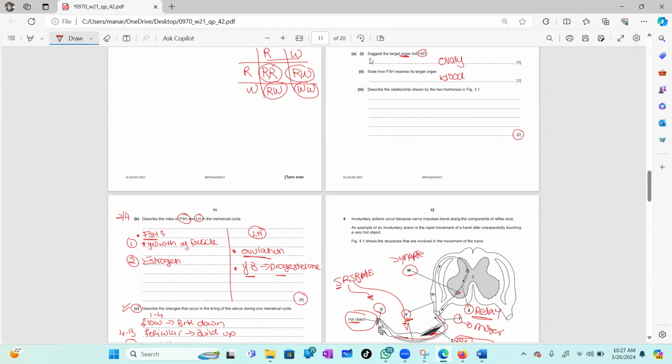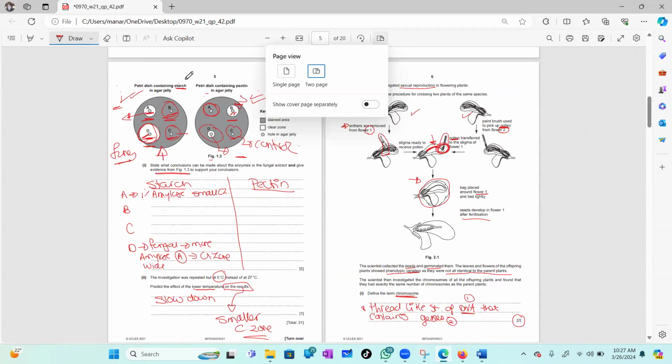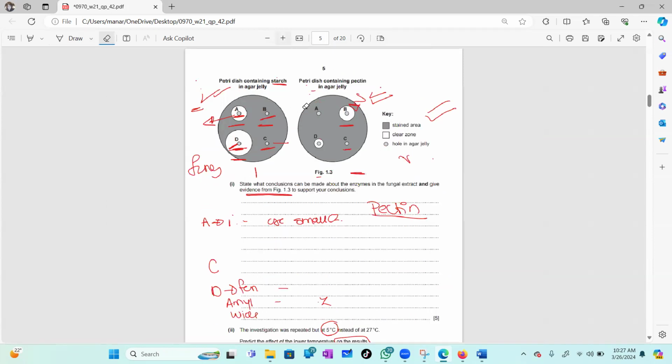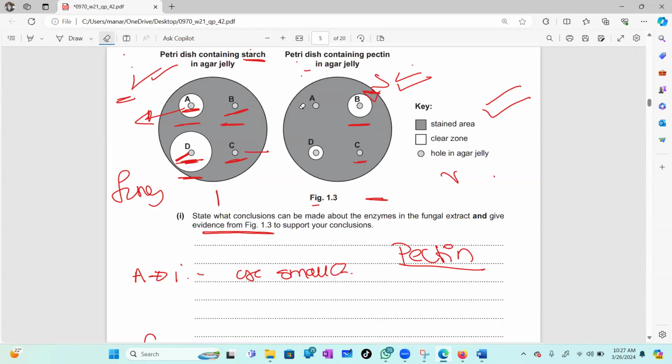So the Petri dish question, most of you got half the grade, 2 out of 5 or 3 out of 5, because you only mentioned A and D and B in the other Petri dish, and you ignored the rest of the discs. You have to mention everything. It's out of 5 marks, and they wanted information from the figure. So I think I made it clear what you will do. If you have any investigation, please be patient and break it down bit by bit.